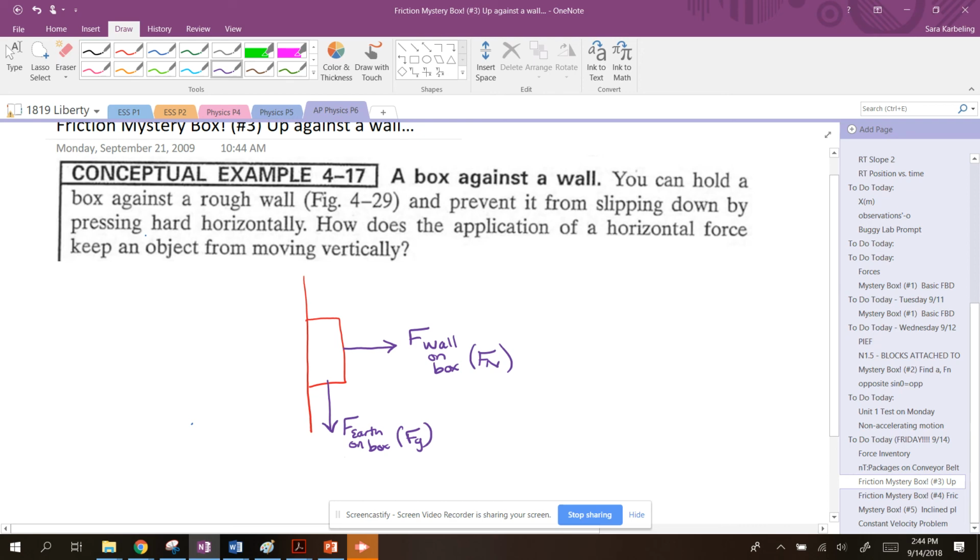The force of me on the box. Which way did I push? Toward the wall. The force of Miss K on the box. What kind of a force is that? Awesome. At this point, where's the box going to go? Down. Did the box go down? No. So there's got to be something counteracting it. What is it? Friction, right? It's friction. For sure.